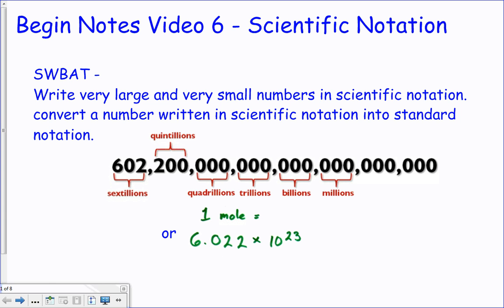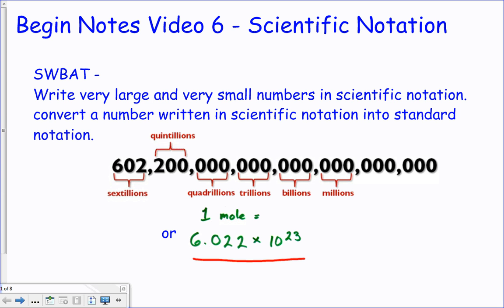Look at this big old number on this screen. 602 sextillions. Who knew that quintillions came after quadrillions? Can't keep track of all these big old names. And look at this big old number. I wouldn't want to write this every day. But luckily for scientific notation, I can write it like this. And it means the same thing. Now, it's a lot easier to write that.